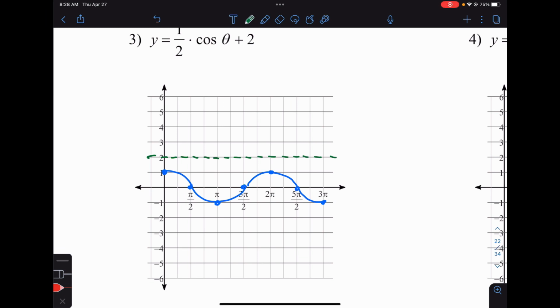And the 1/2 is going to compress it. So instead of going like up 1 and then down 1, we're actually going to go up 1/2, go to our baseline, down 1/2. Up 1/2, baseline, down 1/2. And our function is just like a little bit kind of smushed, right? And that's what that guy would look like.